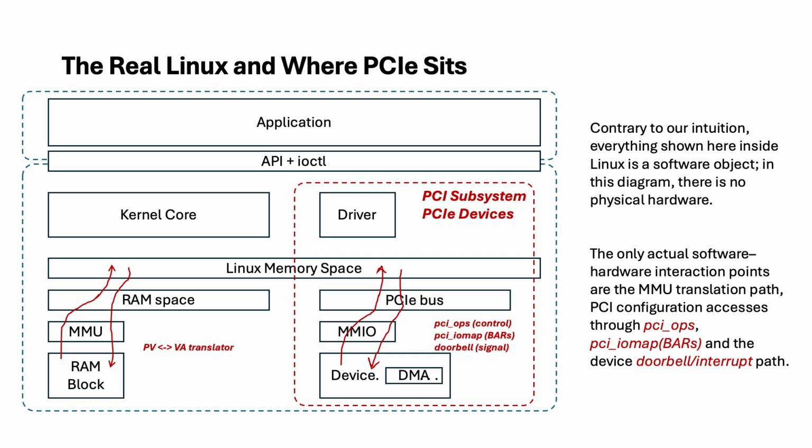Doorbell writes are forwarded so the remote device can start its work. And interrupt events generated remotely must be sent back into the local kernel so Linux still feels like the device is attached locally. So the big message of this slide is this. PCIe over TCP works because Linux is already built around software abstractions. We do not need to re-implement all of PCI inside Linux. We only need to intercept the narrow set of places where Linux actually touches hardware, and remap those interactions across the network.